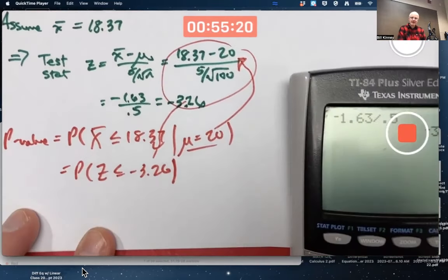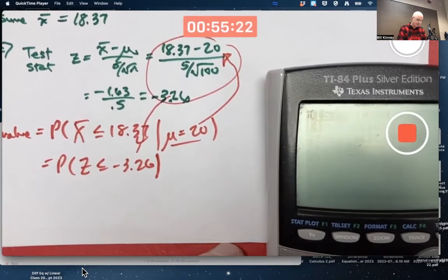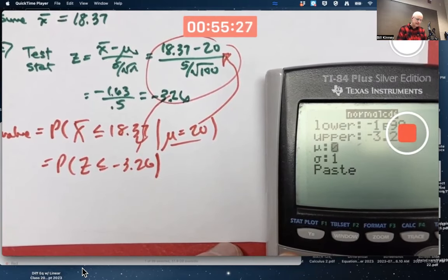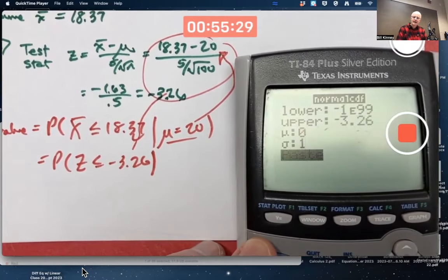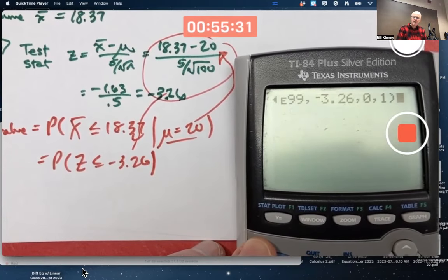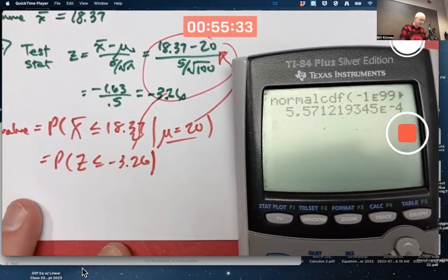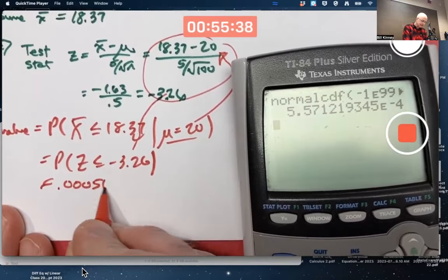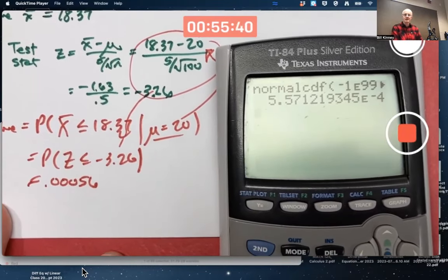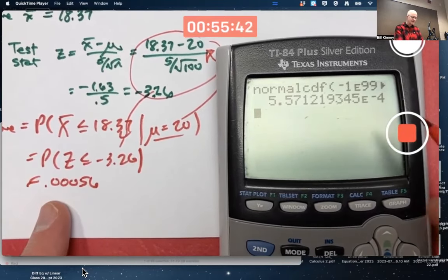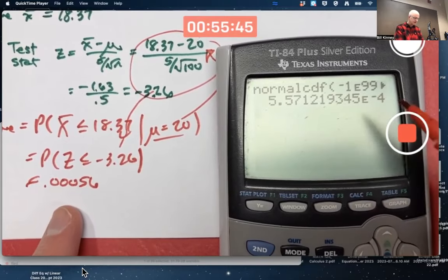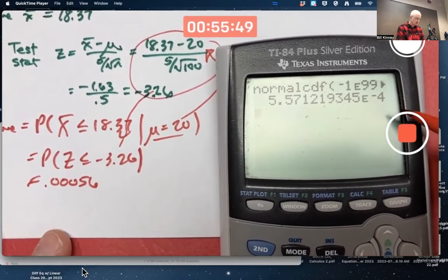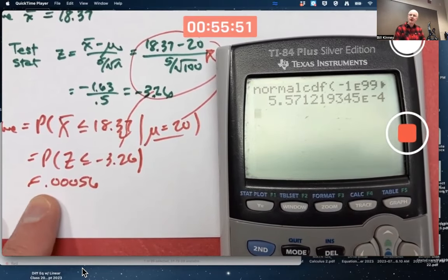What is this probability? It's very small. Normal CDF, negative 3.26. Very small probability here. About 0.00056. Right? 5.5. Oops. Yeah, 5.6 approximately times 10 to the negative 4. You'd bring the decimal to the left 4 spots.